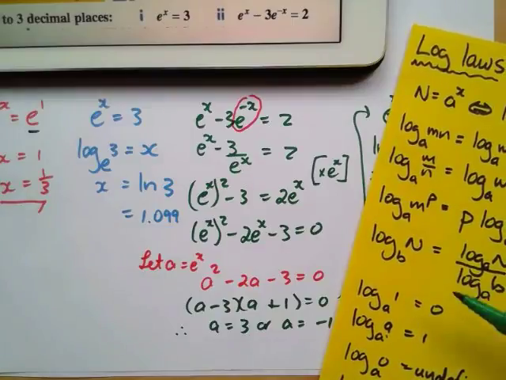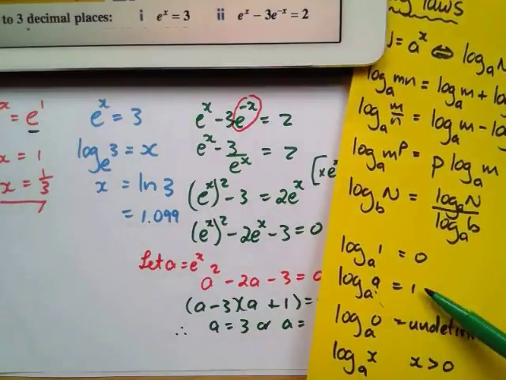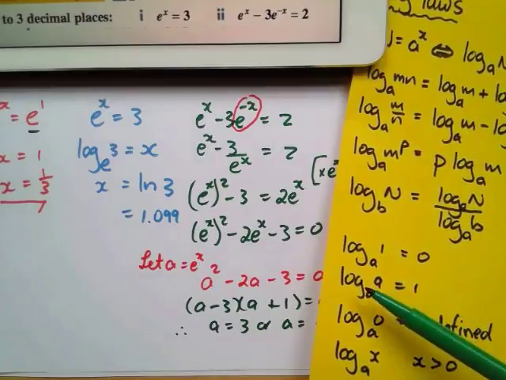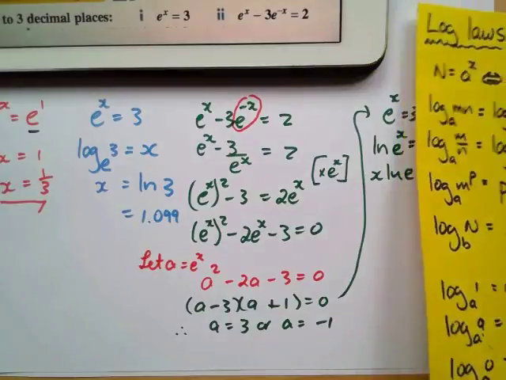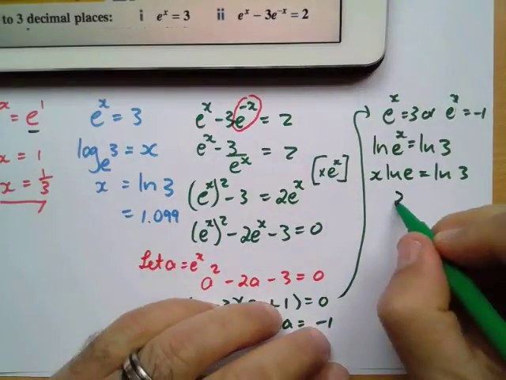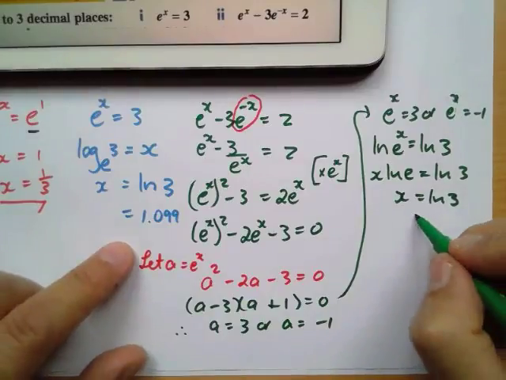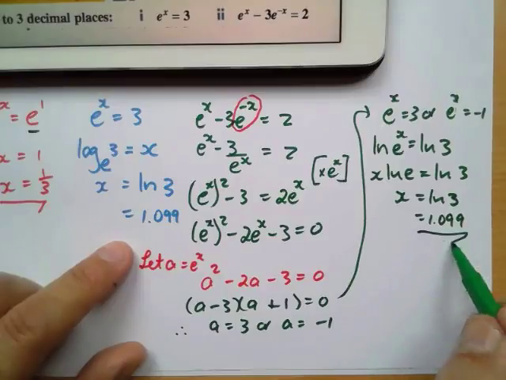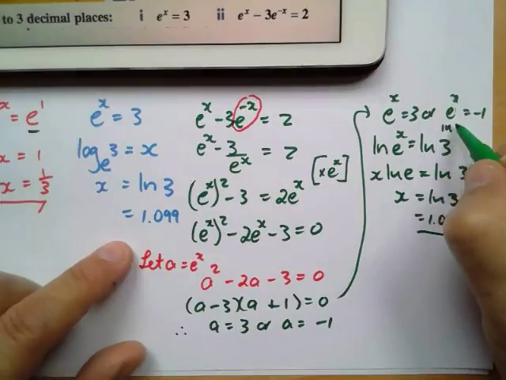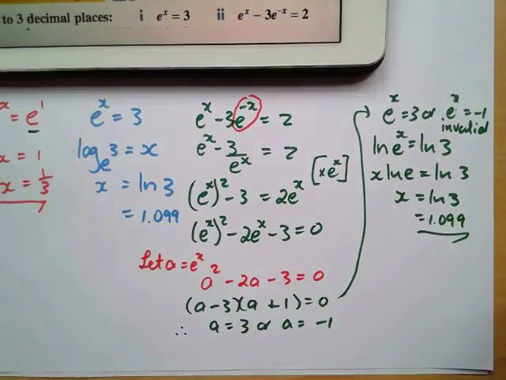if this and this are the same, my answer is 1. So if I have log e, or ln e, it means log e to the base e, so this is 1. Therefore x equals ln 3, and ln 3 is 1.099. The other is invalid, and that is my only answer.